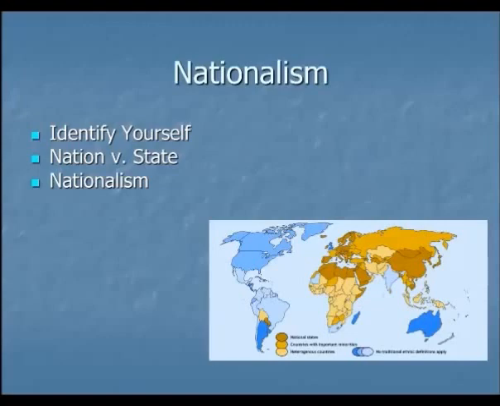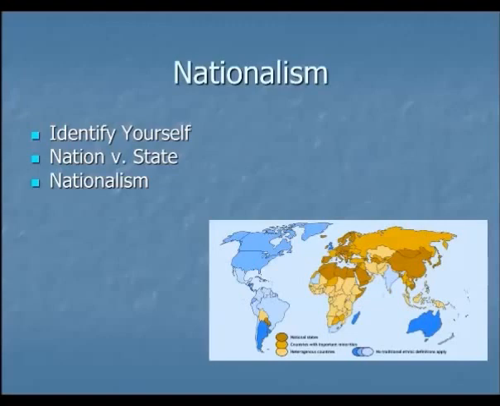Today we could identify ourselves in many different ways, but the most important appears to be the nation, that you are an American. In the past, it could have been your religion or the town you're from or your clan, but those things don't matter as much. Therefore, nationalism has played a major role in modern history.